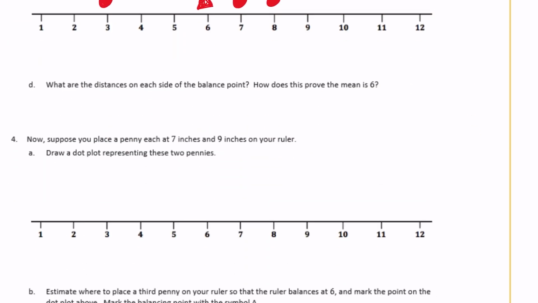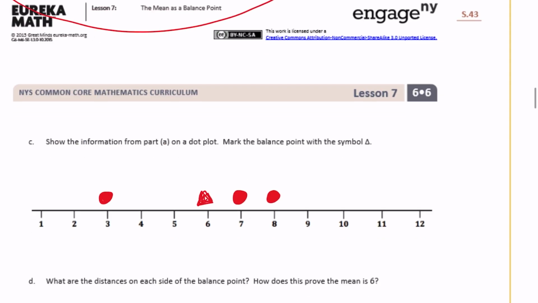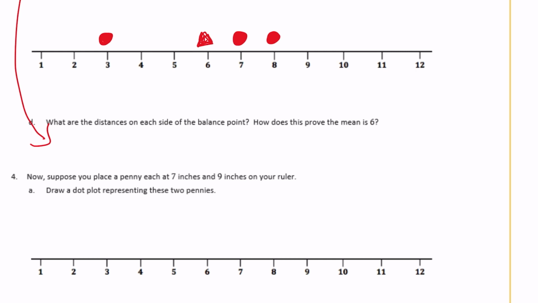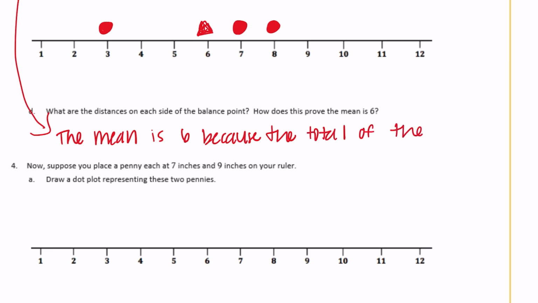D, what are the distances on each side of the balance point? How does this prove the mean is 6? So that's kind of what we explained up here. I would just write those distances back down there. We can say the mean is 6 because the total of the distances on either side of 6 is 3.